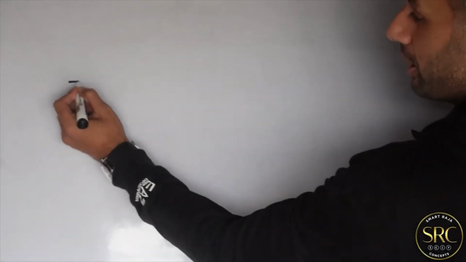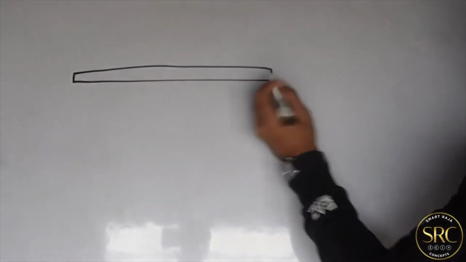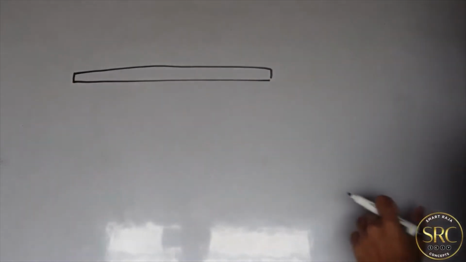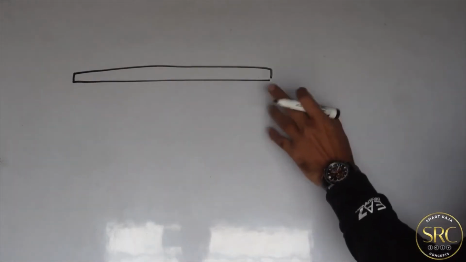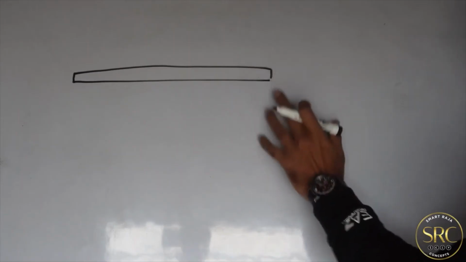So first things first, let's say we have a resistance, right? And this is your regular resistance right here. Now, when you have a resistance, you have to understand that a resistance is not a specific price, right?